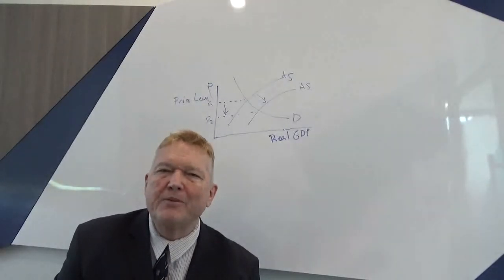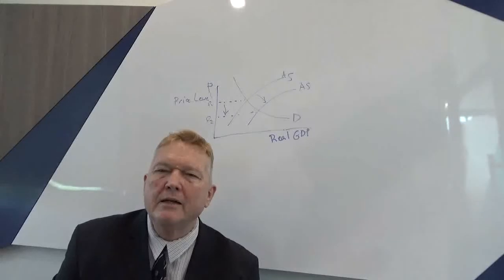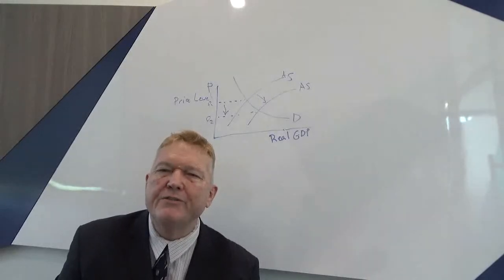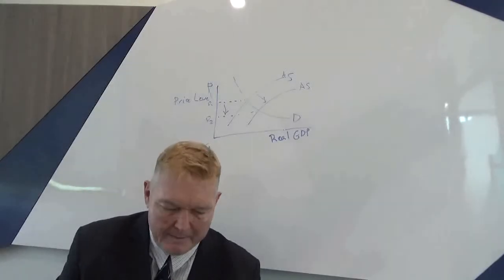Okay, so stop your YouTube video and write down in your notes, what does a vertical long-run aggregate supply curve tell us about how the monetarists view inflation? Okay, I'll give you 1 minute to do that.